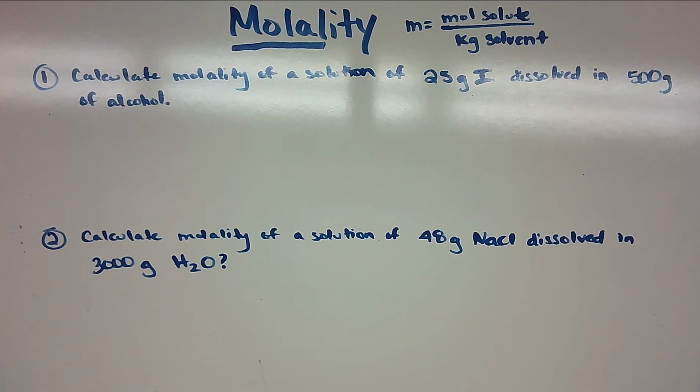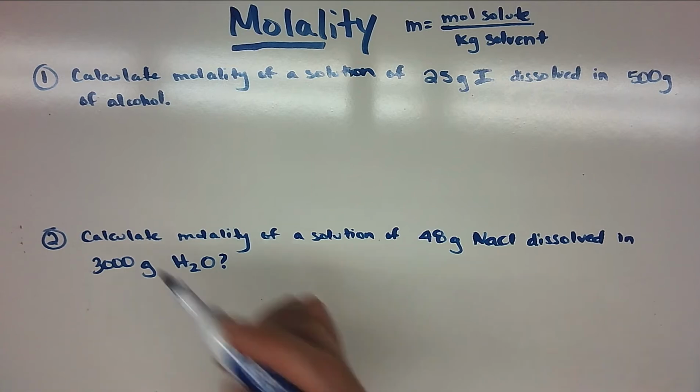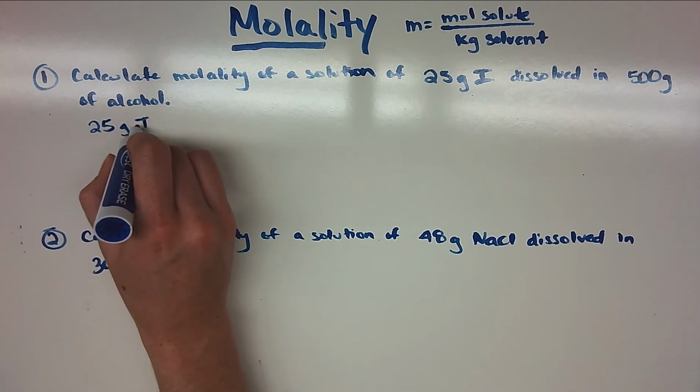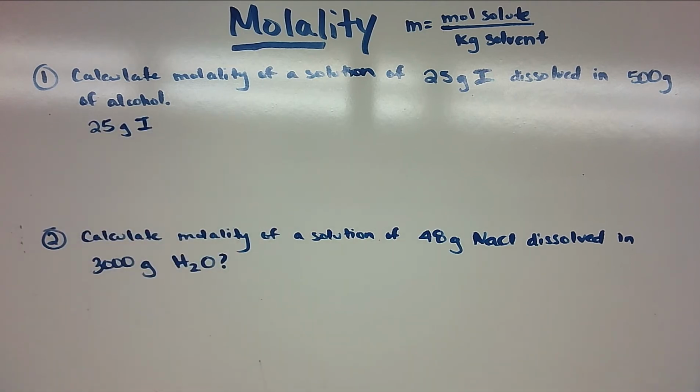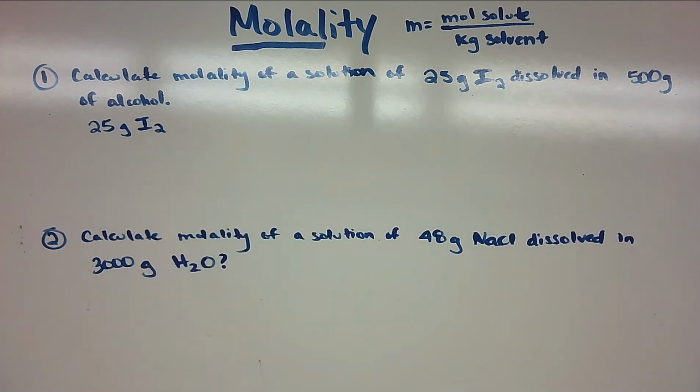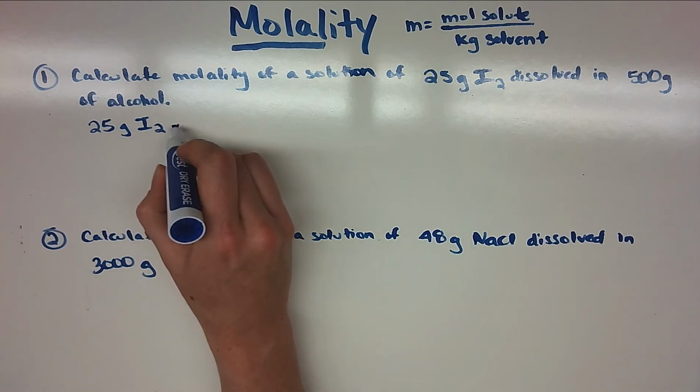Calculate the molality of a solution of 25 grams of iodine dissolved in 500 grams of water. So the units that we need are mole and kilogram, and we have neither. But we do have 25 grams of iodine, and if you remember Brinkelhoff, you know that iodine is one of those diatomic molecules. So given that we have 25 grams, and that we can calculate the molar mass of iodine, we can figure out how many mole we have.